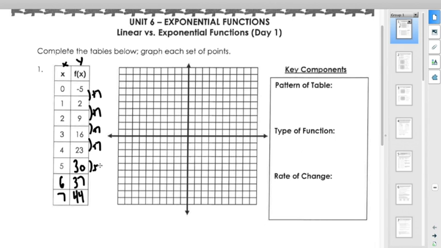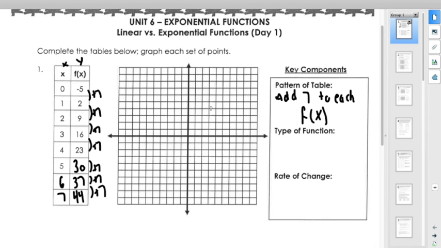So look at this. We're just adding 7 each time. And over here, key components: what is the pattern of the table? Well, we add 7 to each f of x. We're adding 7 to each f of x, right?